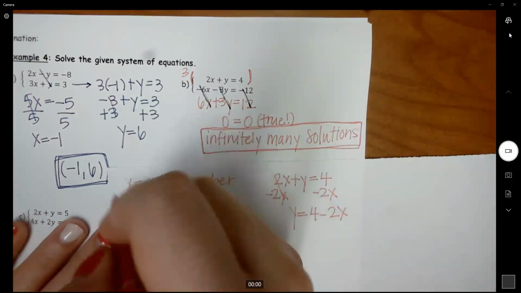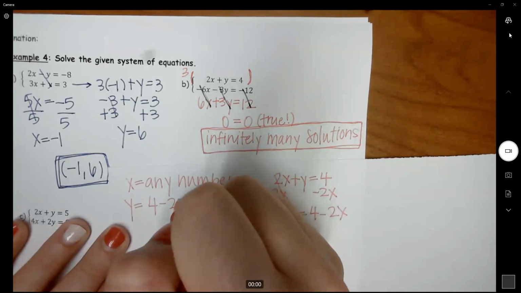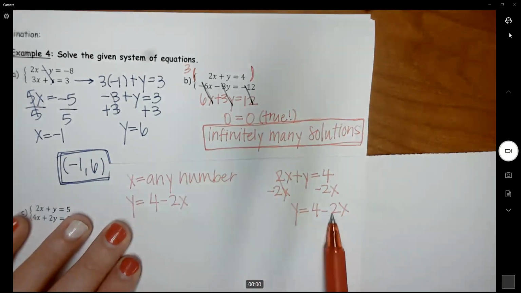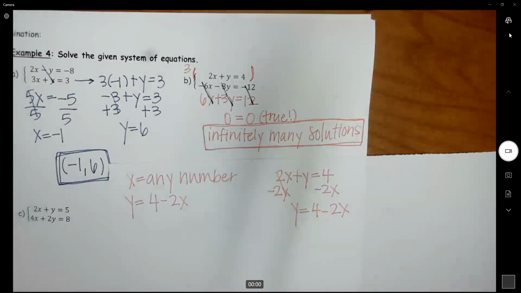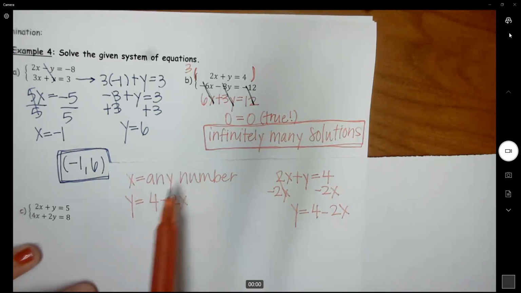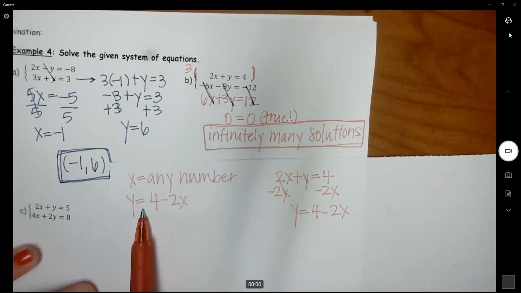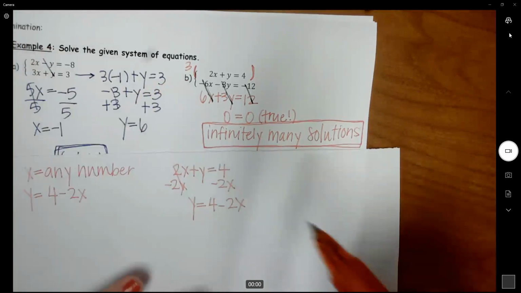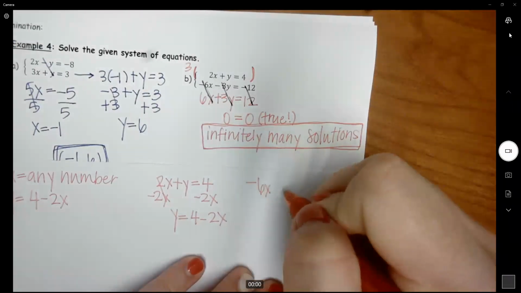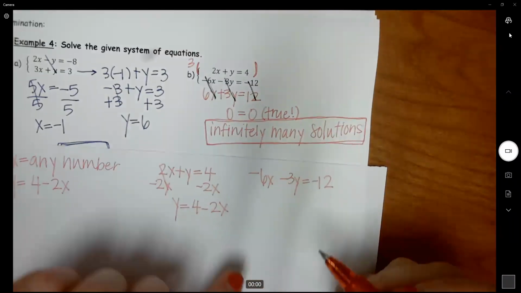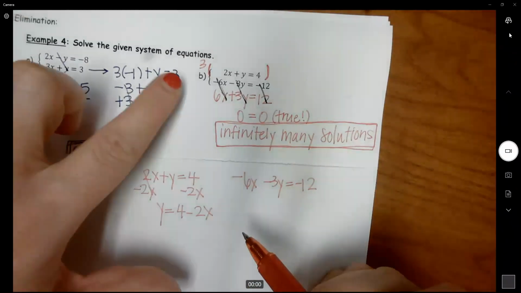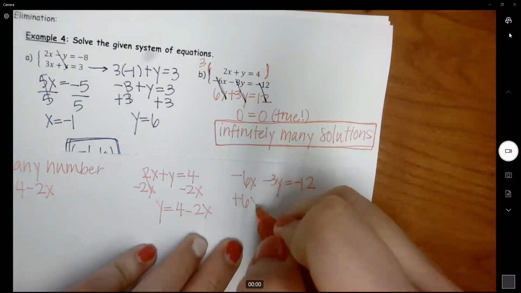It doesn't matter, as long as the signs are the same. Your 2x needs to be negative and your 4 needs to be positive in whichever order you write it. So when X is any number, then you have to take one of the equations and solve for Y. And if you were to take the second one, you would get the exact same answer. So it doesn't matter what you do. If we took the second one, we would add 6x over.